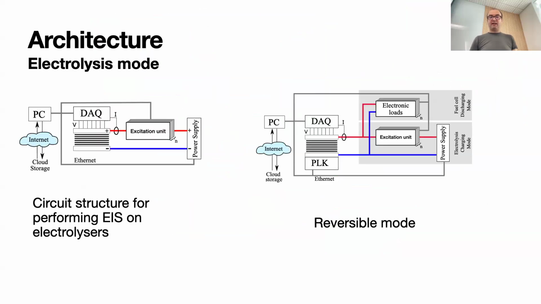Okay, in electrolysis mode, the fuel cell is now not a power supply but actually a load. We have to supply power to the fuel cell, to the electrolyzer. And we have a more complex scenario where we have to make a circuit that is capable of measuring impedance both in electrolysis mode and fuel cell mode. I'm going to discuss both of these scenarios now.